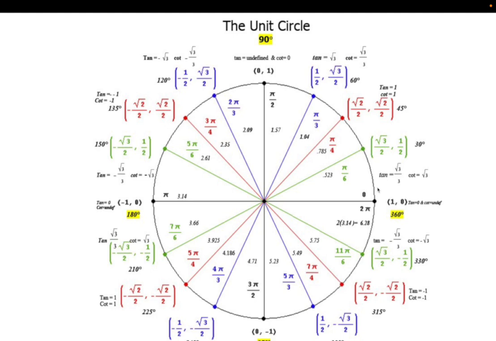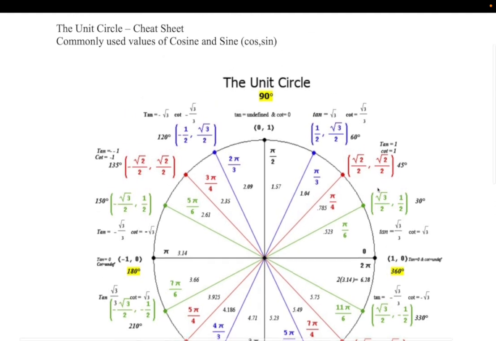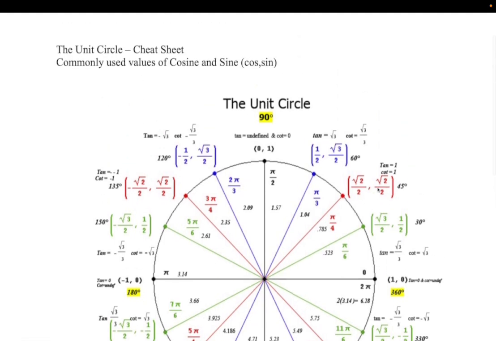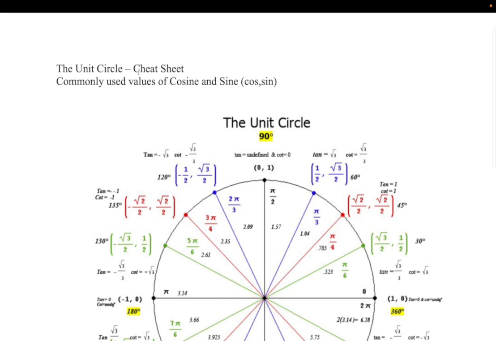So this is the unit circle cheat sheet. It's very often used in trigonometry courses to extend the kind of work we can do and the kinds of things we can look at. I just want to take a minute to walk you through how the cheat sheet is organized and how you can use it. You'll see it says the unit circle cheat sheet, commonly used values of cosine and sine, and then you get this ordered pair, cos and sine. And so this is kind of the key here.